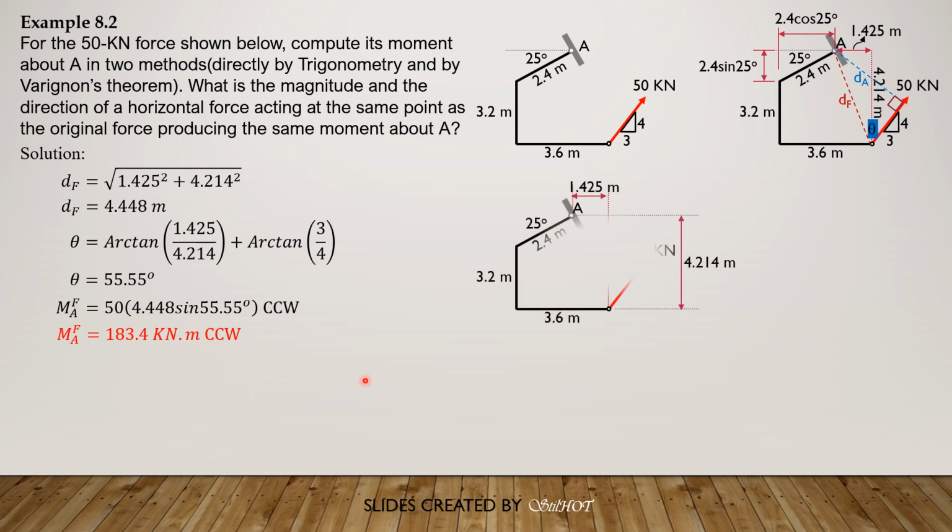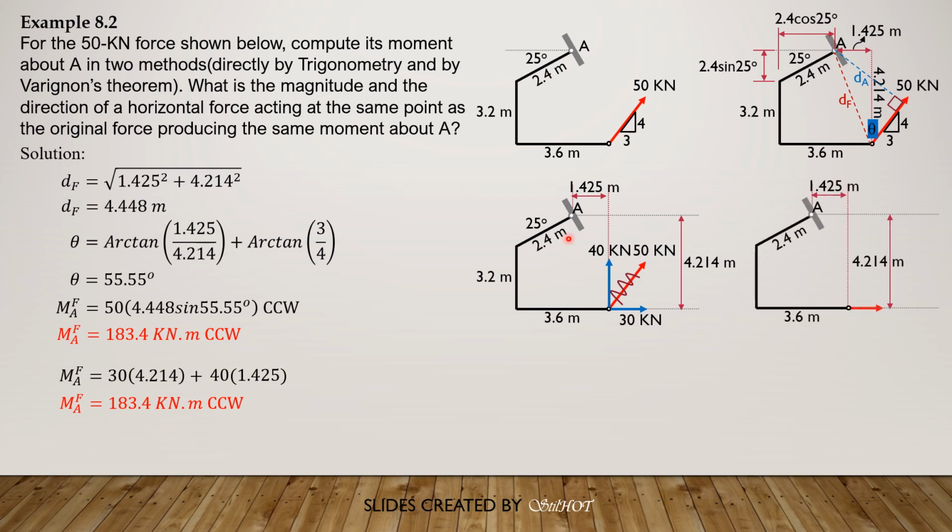Now for the Varignon's theorem method, which is simpler because we already found the distances, let's resolve 50 into two components. One is 50 times 3 over 5. This is 5. And the other one is 50 times 4 over 5. So 50 times 3 over 5 is 30 kilonewtons horizontal. The vertical is 40 kilonewtons, or 50 times 4 over 5. Both these components are counterclockwise about A. So the moment is 30 times 4.214 counterclockwise plus 40 times 1.425 also counterclockwise. So the moment of the force about A is equal to 183.4 kilonewton meter counterclockwise.